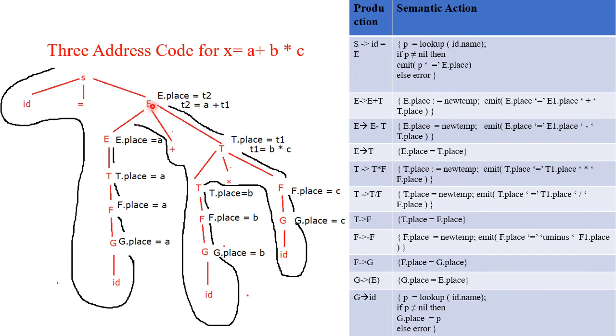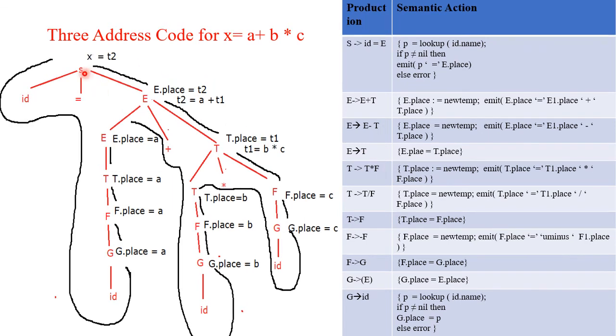When we reach here, E gives E plus T. We have to create a new temporary variable. E.place equal to T2, and T2 is equal to E1.place plus T.place. That means we have to perform A plus B star C. So T2 is equal to A plus T1.